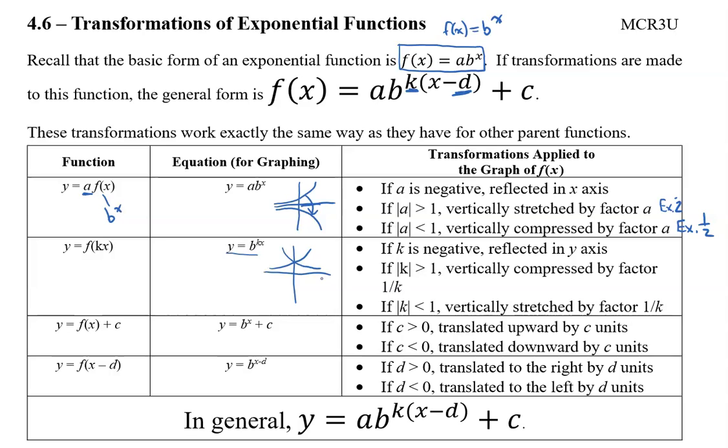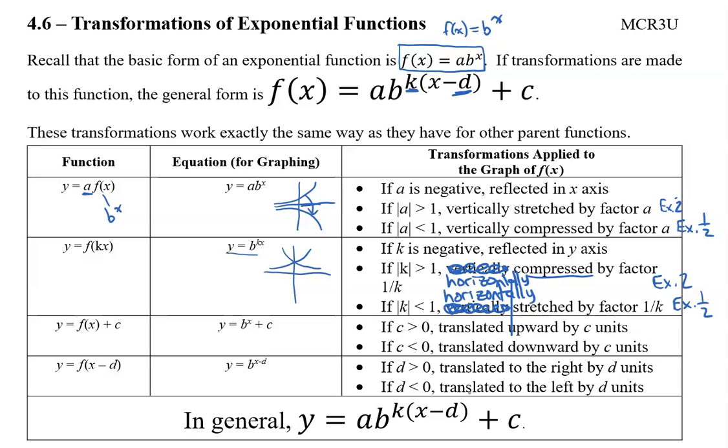Also, if k is greater than 1, it's compressed by a factor of 1 over k. So whatever the k value is, 1 over that is the compression or stretch factor. So for example, if the k value is 2, it's going to compress it. And if the k value is a half, 1 divided by a half is 2, so it's going to stretch it. It says vertical, but that's completely wrong. Let's correct that here. You'll notice in the handout it should be corrected already, but on this one it should say horizontal, horizontally compressed and horizontally stretched. So that's clear there. It's a horizontal stretch or compression for the k value.